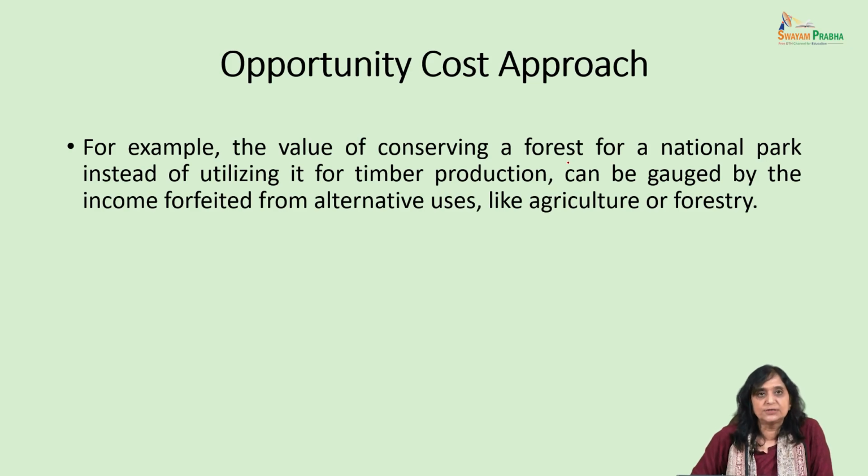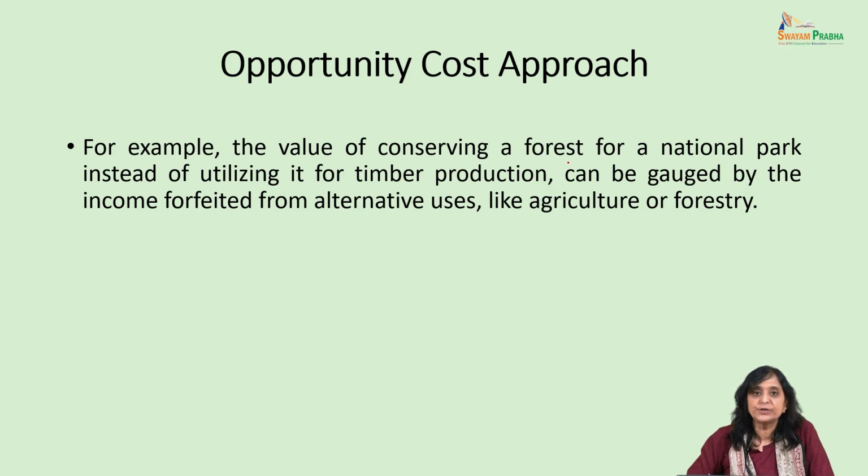For example, I'm sure this example will make things a little clearer to you. The value of conserving a forest for a national park instead of utilizing it for timber production can be gauged by the income forfeited from alternative uses like agriculture or forestry. What example are we giving? We are saying that we are conserving a forest for a national park, right? Instead of utilizing that forest for timber production, I could have felled the trees and used the wood for timber production.